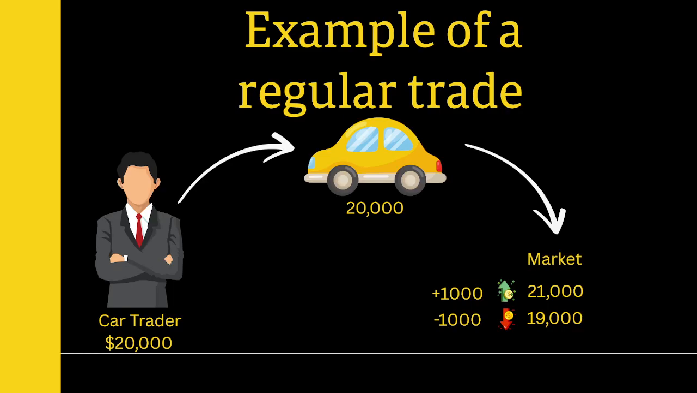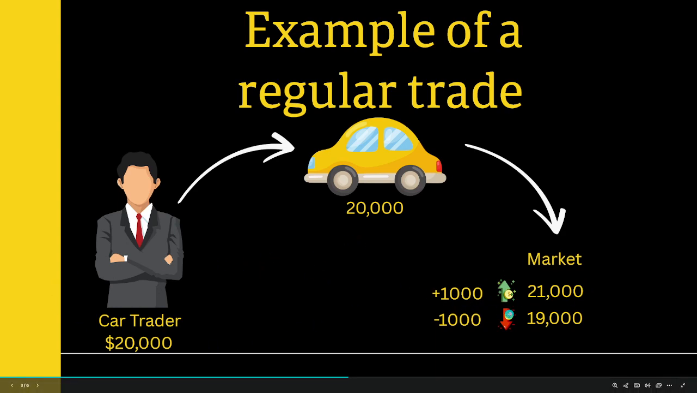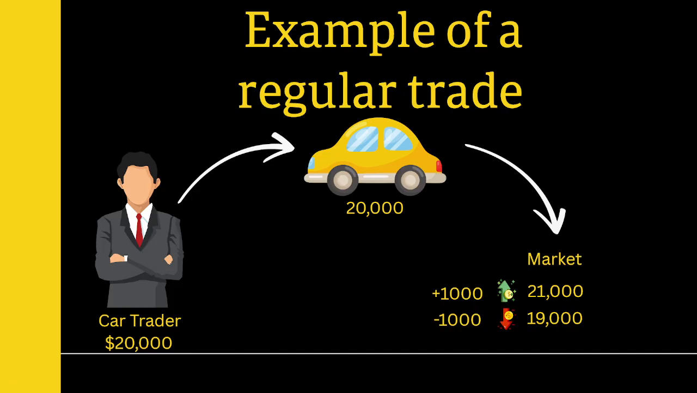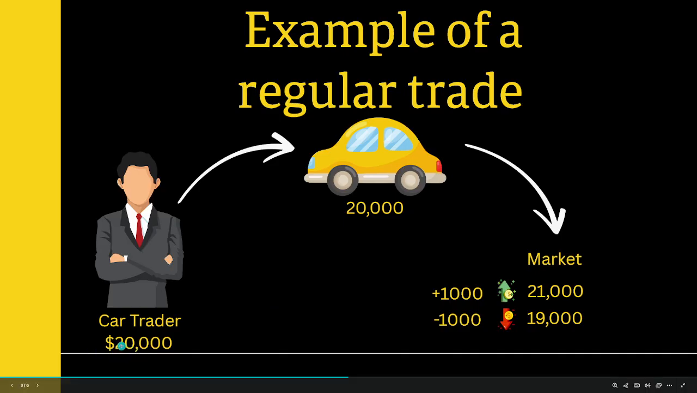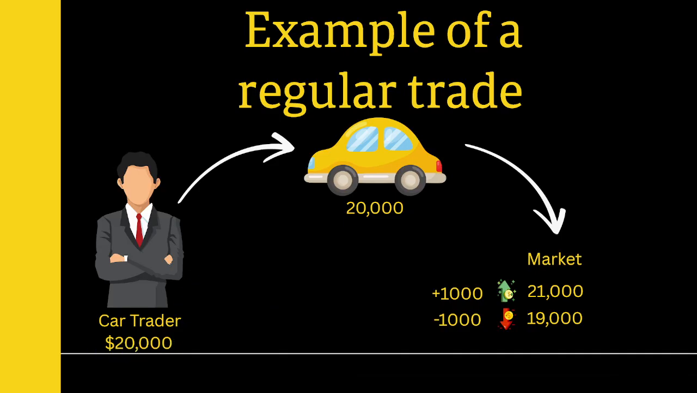Last lecture we explained what trading is and what is required to have a trade. We said we need a buyer, a seller, and a market. So let's take an example of a regular normal trade. In this example, we have a car trader who has $20,000. He goes and buys a normal car with the $20,000, and after a few years, depending on if the market increased or decreased, if he decides to sell that car, he will either profit or lose money. Very simple, real-life thing.